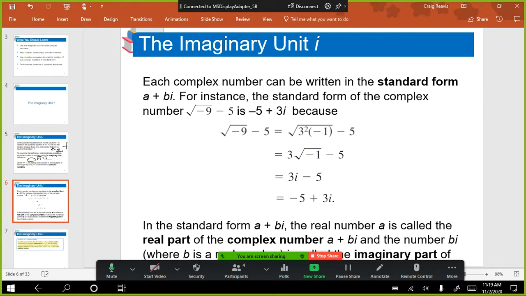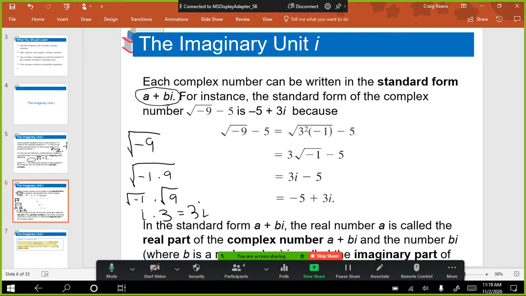So now this complex number system, you'll see a single number that actually has two parts, an A plus a Bi. For instance, the standard form of the complex number square root of -9 minus 5 is -5 plus 3i, because if we have that square root of -9, what's really happening is we're breaking that down into the square root of -1 times 9, the square root of -1 times the square root of 9, and then we know that's the I, and we know the square root of 9 is 3. That's where we get 3i for that.